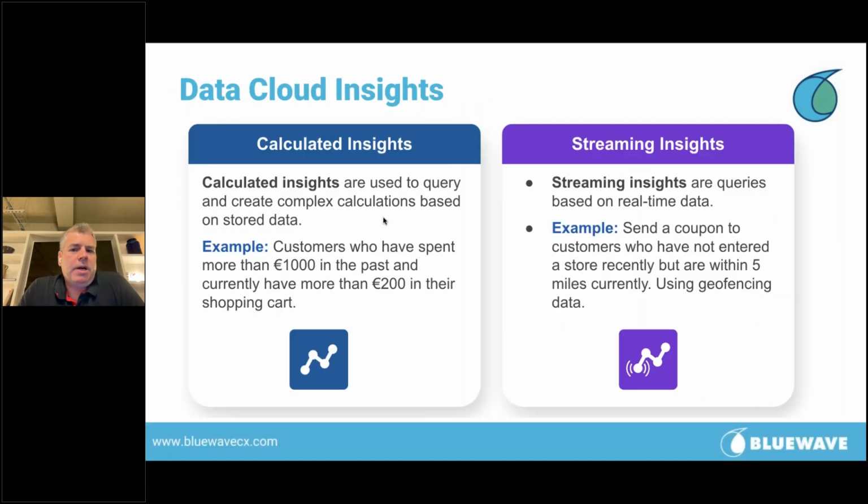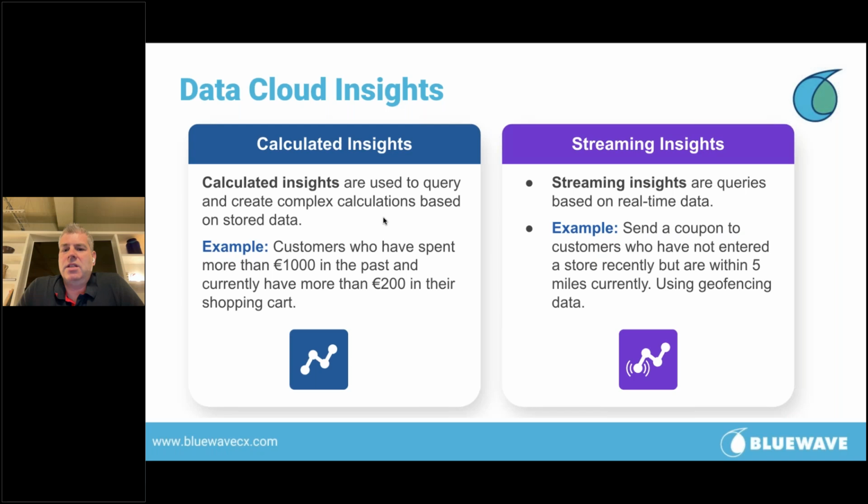Something else to bear in mind, and we'll have a look at this shortly, Data Cloud Insights. So we've got calculated insights and streaming insights. Just to differentiate between the two of those, calculated insights are used to query and create complex calculations based on stored data. So for example, customers who have spent more than 1,000 in the past and currently have more than 200 in their shopping cart. So we can start to have a look across data sets to find that value.